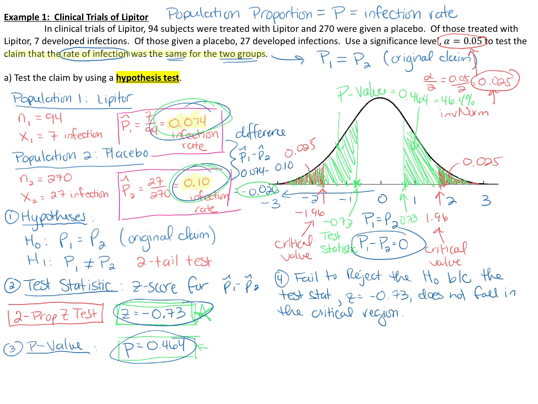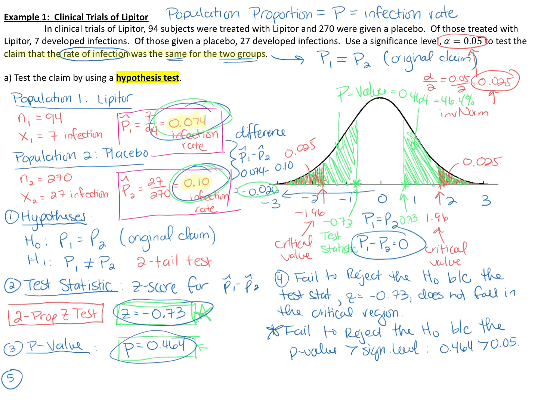So if you're using the p-value method, let me just write down here, I can also come to the same conclusion that I would fail to reject the null hypothesis. But this time my explanation will be that it's because the p-value is greater than the significance level. 0.464 is clearly greater than 0.05. And then the last step, and I'll write it down at the bottom here, is to interpret your results and state the final conclusion.